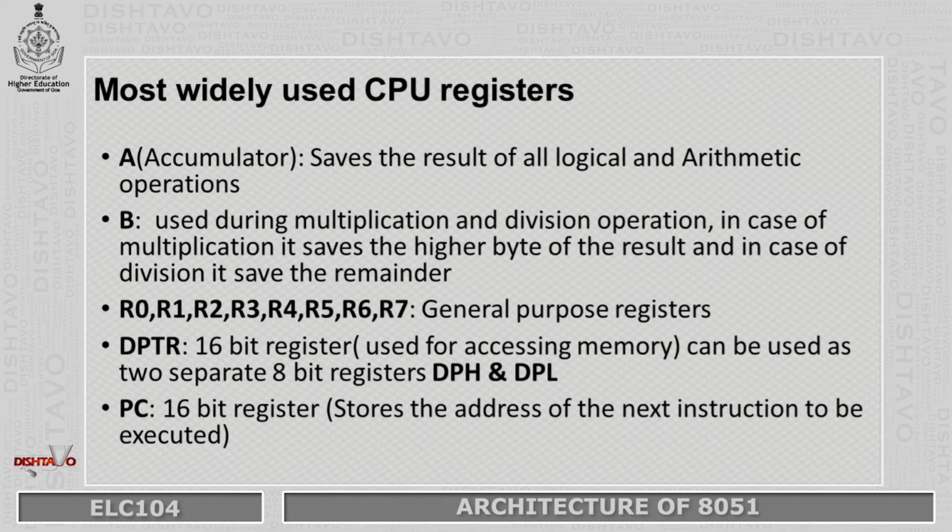Then we have DPTR, which is also called the data pointer. It's a 16-bit register primarily used for accessing memory, and can be used as 2 separate 8-bit registers like DPL and DPH. So we can break this down into 2 8-bit registers, and as and when required, we can use it as a 16-bit DPTR register or 2 separate 8-bit registers DPL and DPH. Then we have the program counter, which is a 16-bit register, and it stores the address of the next instruction to be executed.